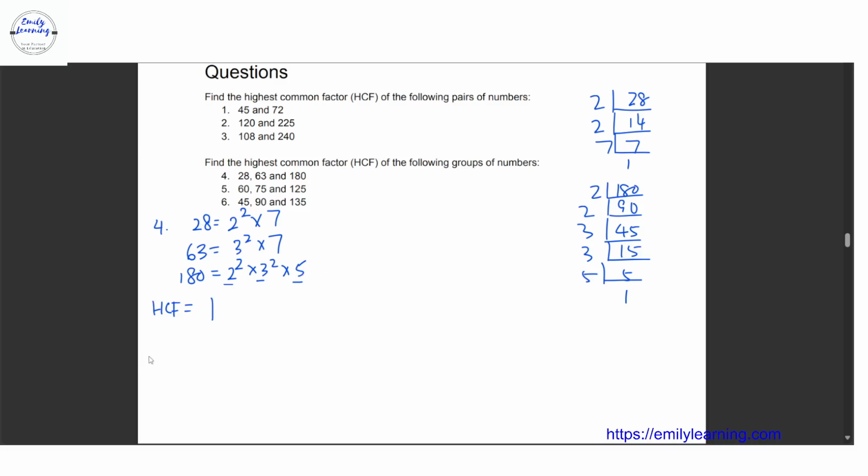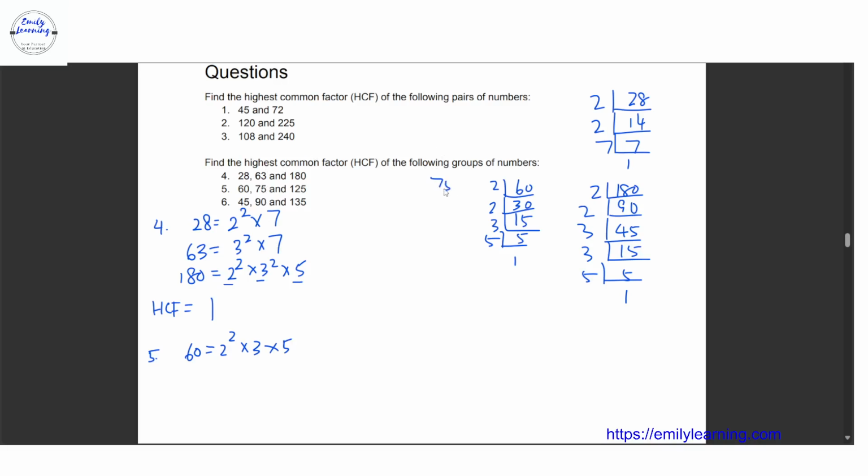Okay, so next, let's move on to 60, 75, and 125. So let's write 60 as a product of its prime numbers. So 60 divided by 2 is 30. 30 divided by 2 is 15. 15 divided by 3 is 5. 5 divided by 5 is 1. So 60 is equal to 2 squared times 3 times 5.